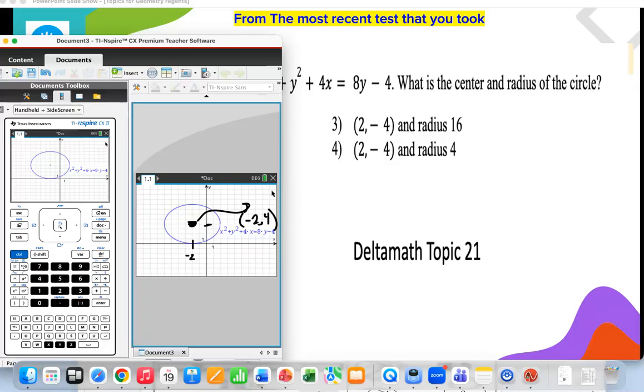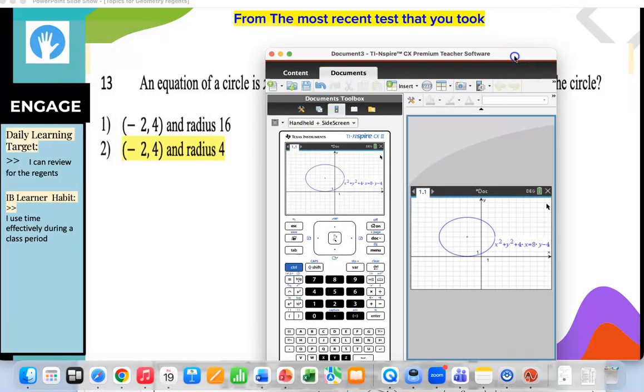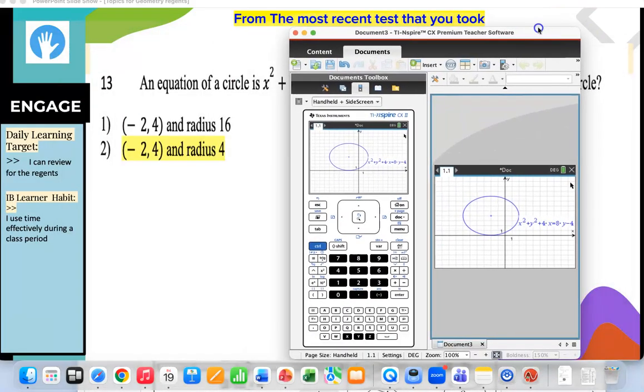And now you want to ask yourself, what is the radius? Well, how do I find or identify the radius of a circle? The radius of a circle is from the center to an edge on a circle. So we can literally just count 1, 2, 3, 4. Okay? And the radius is 4. And that's why the answer is what it is. All right? -2, 4, and the radius is 4.